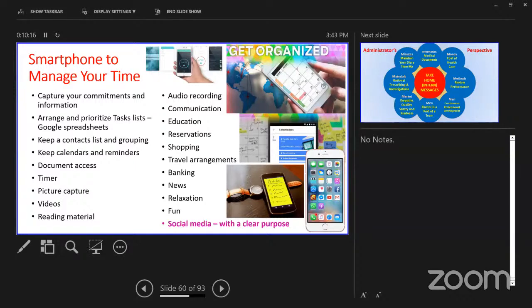And social media, even that you can use with a clear purpose. And for work-life balance, some relaxation and fun, everything you can do with your smartphone.